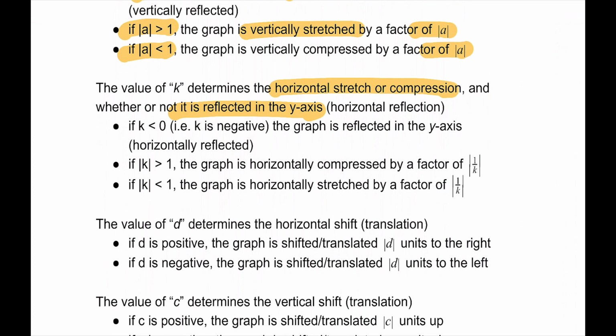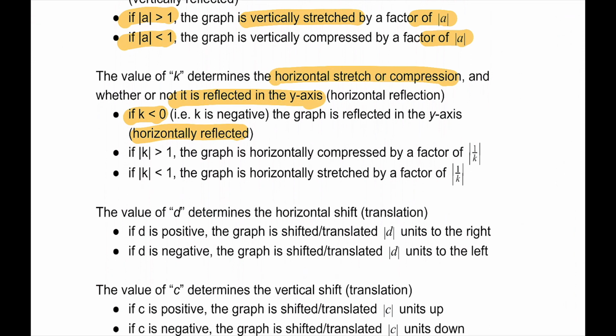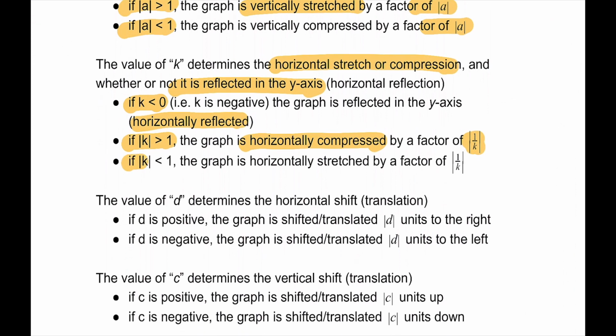The way I try to remember this, in terms of stretch and compression, is that it's the opposite of a. What's similar is that if k is negative, we have a reflection, this time horizontally. If the absolute value of k is greater than 1, the graph is horizontally compressed, and the factor is 1 over k. If the absolute value of k is less than 1, again sort of the opposite of a, the graph is horizontally stretched by a factor of 1 over k.